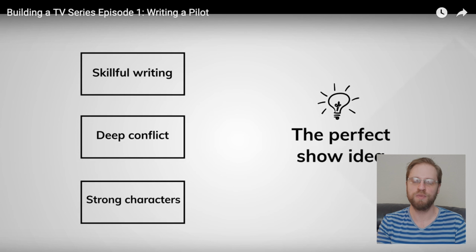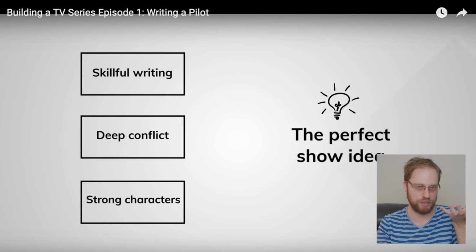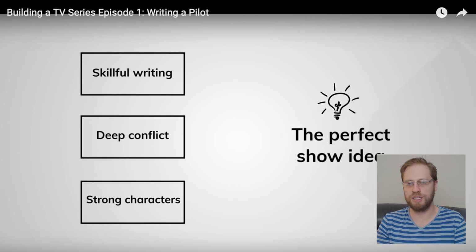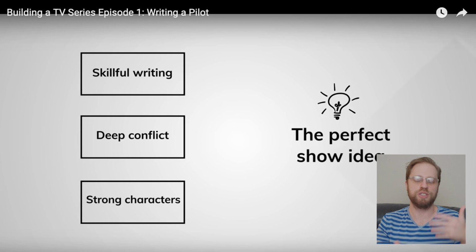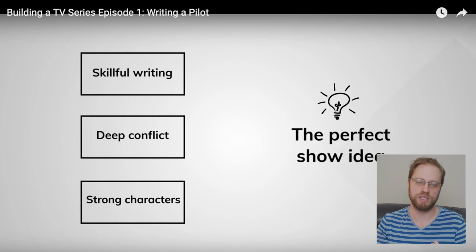So I disagree with him in that you really do need to put stock into having a fantastic initial idea, but then you need to make sure all the stuff that's the writing responsibility catches up to it. Again, anybody who writes, anybody who workshops can get skill for writing, deep conflict, strong characters to work just by workshopping. It really is that simple.